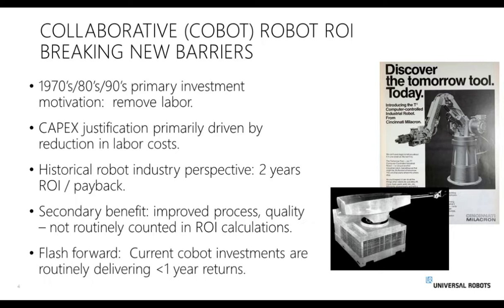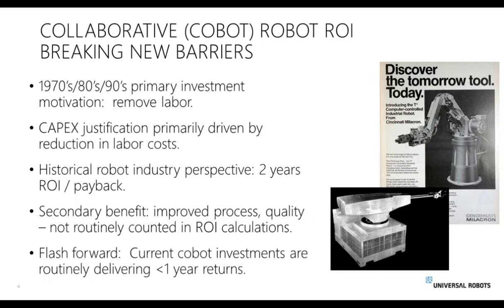All right, thanks very much for having me, and welcome everyone to the webinar. Today we're going to talk a little bit more economic than technical when it comes to the subject of cobots. I think it's important to start off with where we're coming from. In the 70s, 80s, and 90s, the motivation for implementation of industrial automation was pretty cut and dry: to remove labor. Of course, there were some secondary benefits of improved process control, quality control, etc., but the primary driver has really been the elimination of headcount. That's what drove the CapEx.